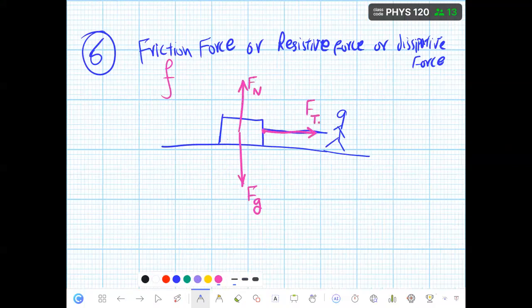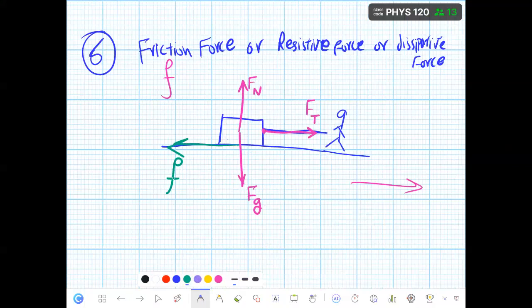Opposite from the motion or opposite from the tension. It's always opposite, because we are trying to move the system to the right, but the friction force is preventing the object from motion. The direction of the force should be opposite to the direction of the motion. If the system is moving to the right, the friction force should be opposite. Okay, it depends, good question.